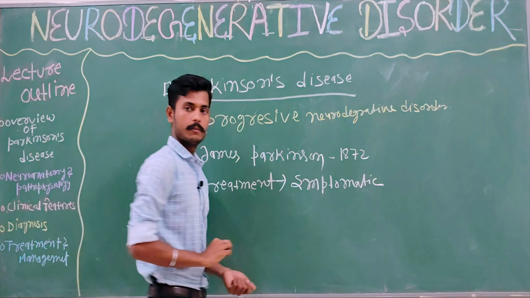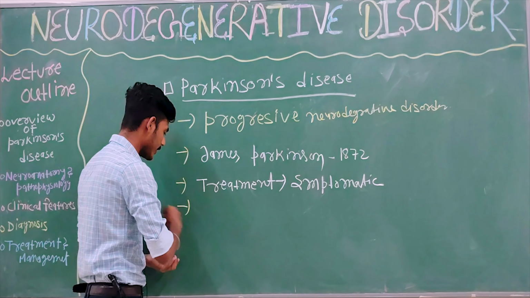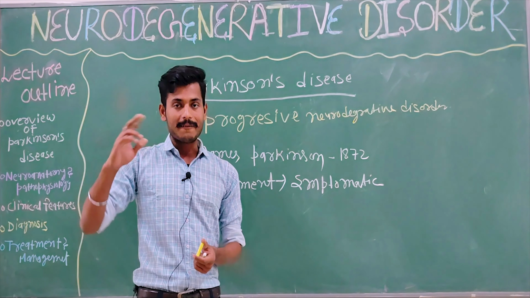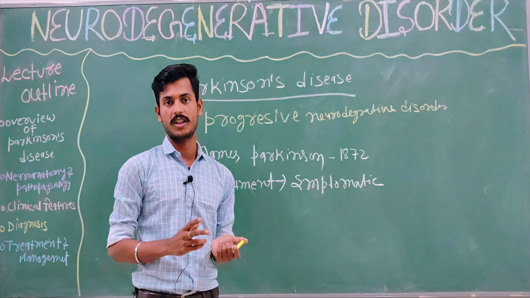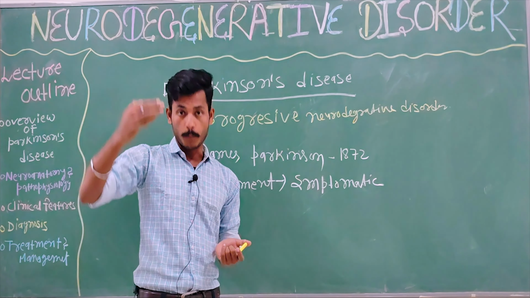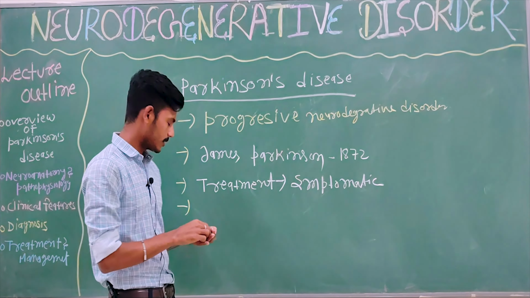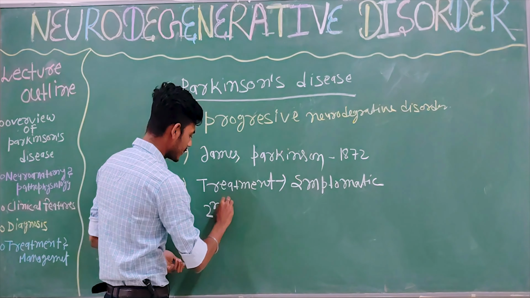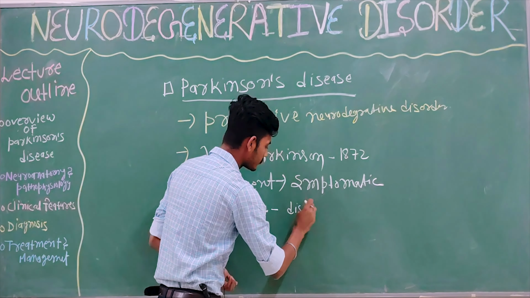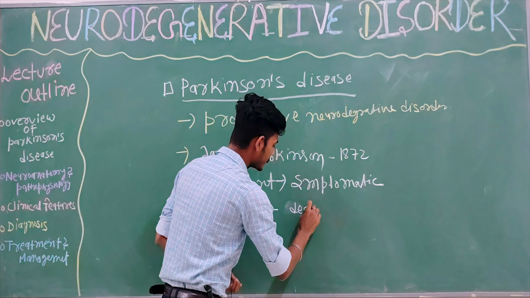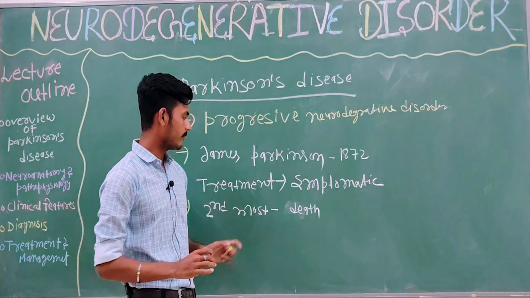Symptomatic treatment. Fine, no problem. Now, if we're talking about the prevalence rate, then it is estimated that if we're talking about the neurodegenerative disorder mortality rate, then after Alzheimer's, it is the second most death-causing disease. Alzheimer's is the first. Fine, no problem.